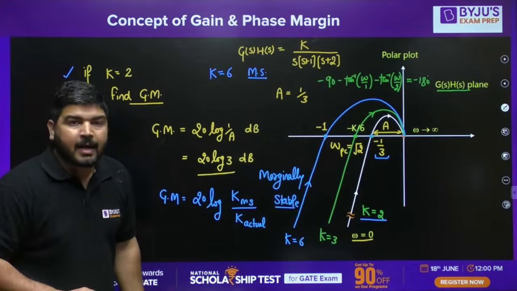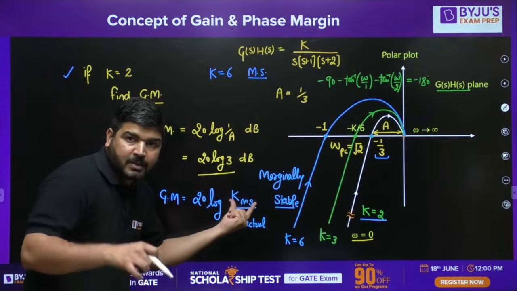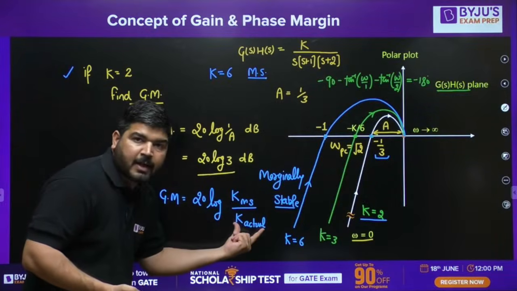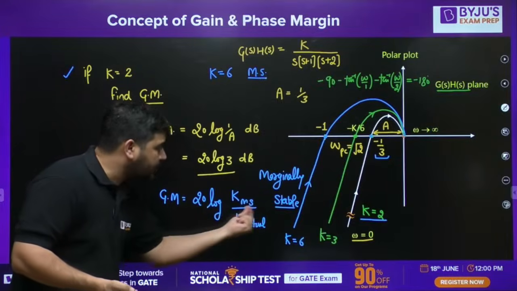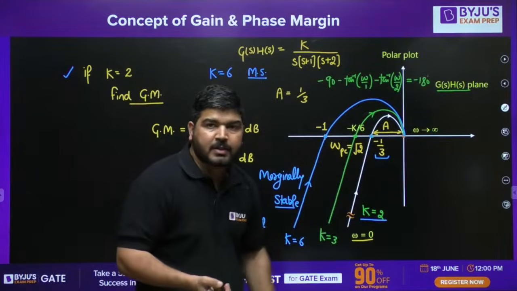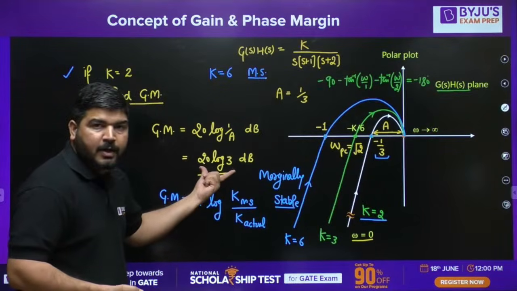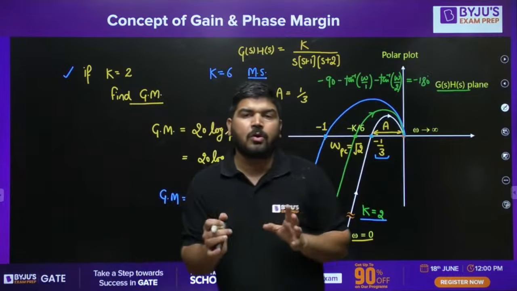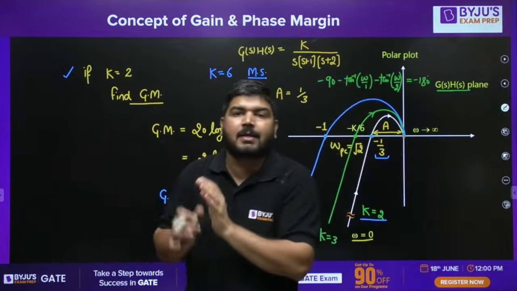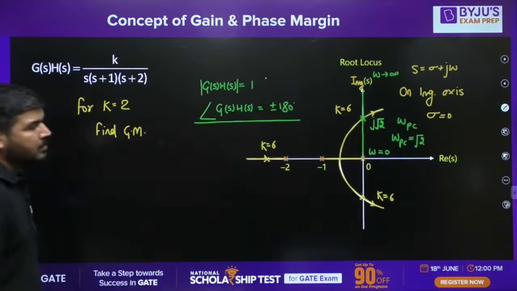And if you want to calculate the gain margin, then you can calculate it like this: 20 log of the k value for which the system is marginally stable divided by the k value which is the actual value. Okay, using this formula also you can calculate the gain margin. You'll get the same answer. You can see that you will get 20 log 3. Previously also you got 20 log 3 if k is 2. It means you should know for what value of k the system is marginally stable and what the actual value given is.